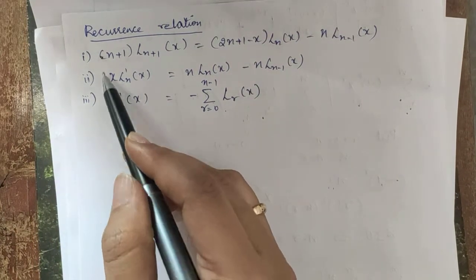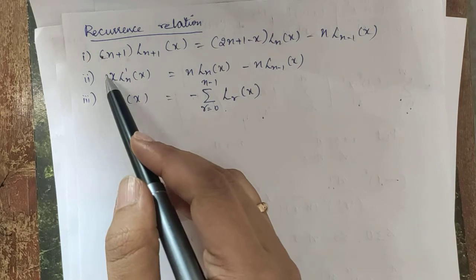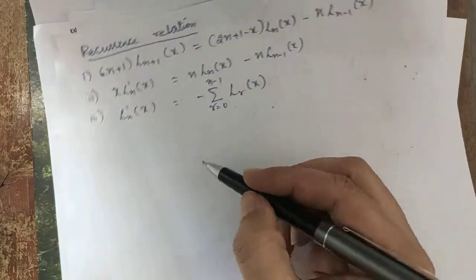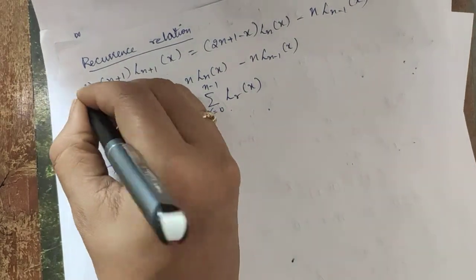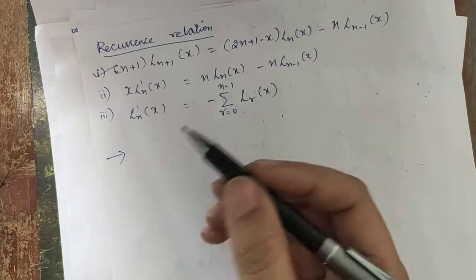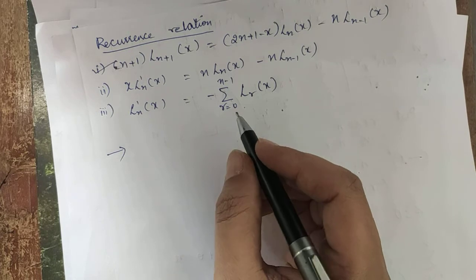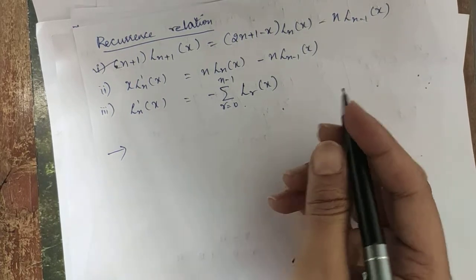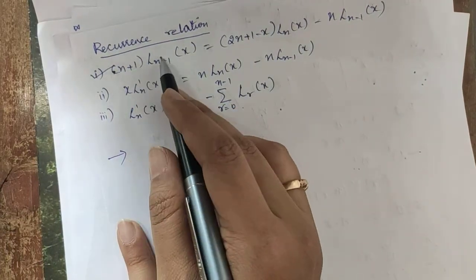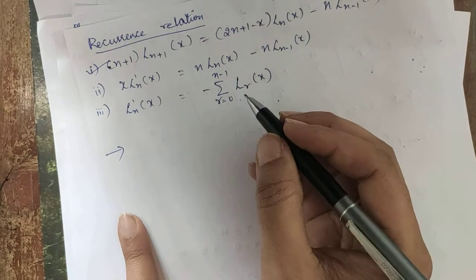These three are the recurrence relations. So let's prove them one by one. First I will consider this. In order to prove the recurrence relation, we have seen in Hermite polynomials what we were doing. We were considering the generating function, right? So here we should consider the generating function of the Laguerre polynomial.